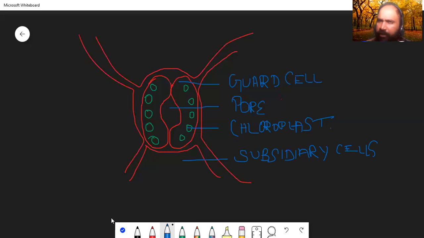The most important thing in a diagram is always the name of the diagram. What is this? Stoma or stomata. Stomata. Fine, clear? Very good. So I hope the structure of stomata is very clear.